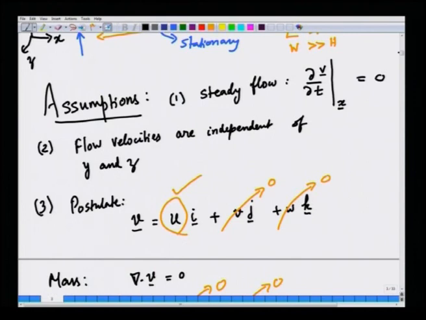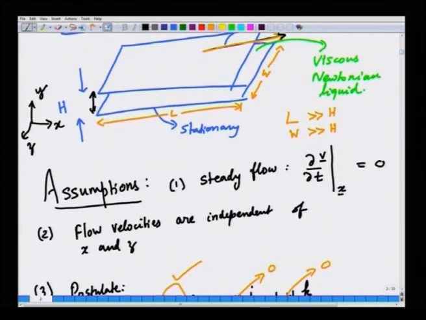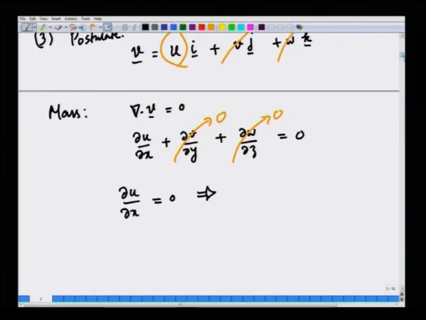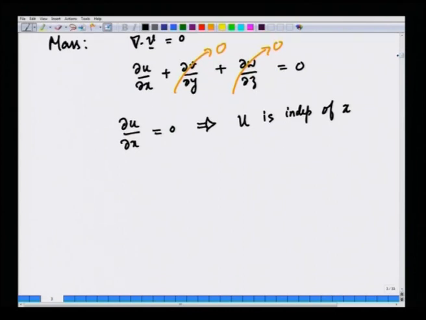I am sorry, flow velocities are independent of x and z here, because the direction along x is long and the direction along z is long. The direction along y is a smaller dimension, so that we cannot assume. So, this is consistent with our assumption that u is independent of x. It merely confirms that our assumption is consistent with the mass conservation equation, and this is the only information that we will get from the mass conservation equation, that u is independent of x. Now, we will look at the momentum equation.